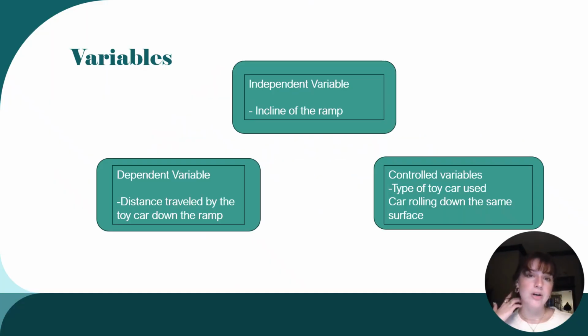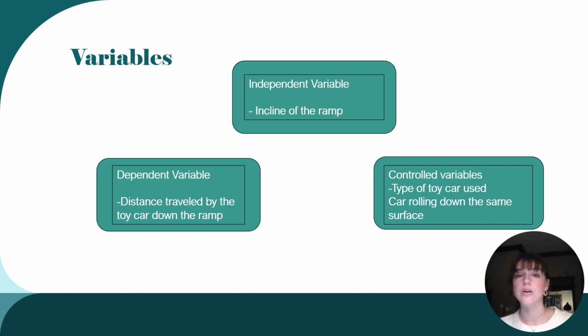So here are some of my variables. Independent variables are the thing that we are changing in the experiment. For this experiment, our independent variable is the inclination of the ramp. Dependent variables are the things that change based on the independent variable, and that's what we measure. Dependent variables in this experiment are going to be the distance traveled by the toy car down the ramp. And lastly, our controlled variables.